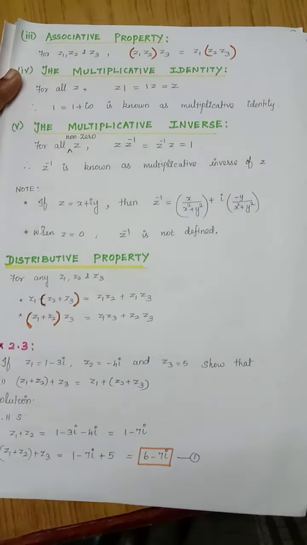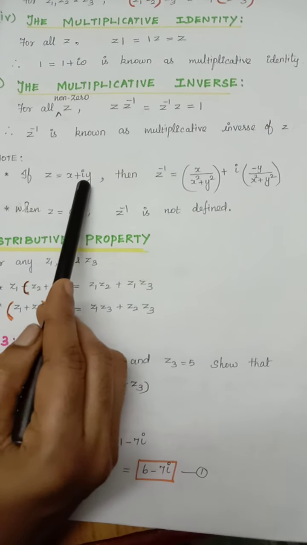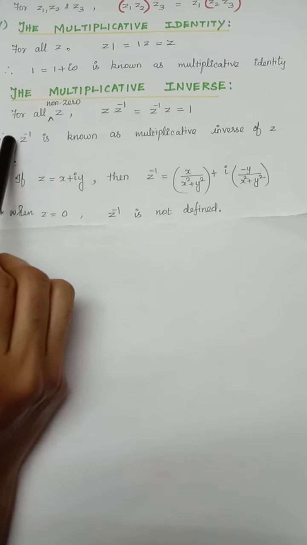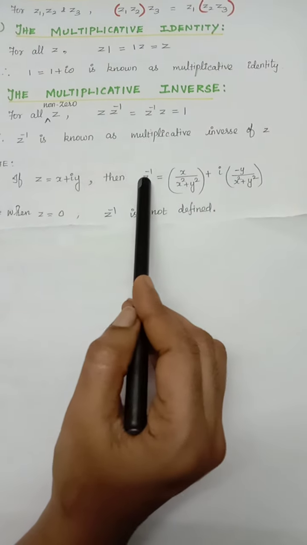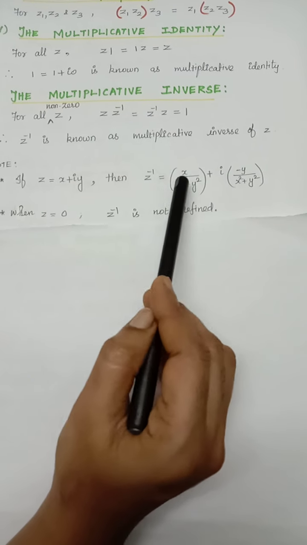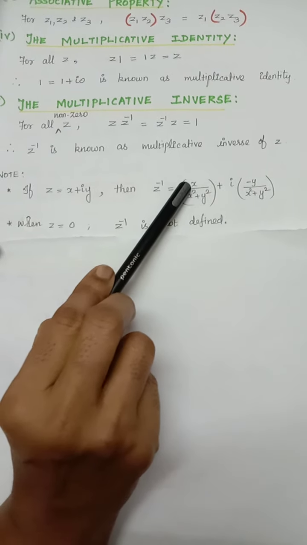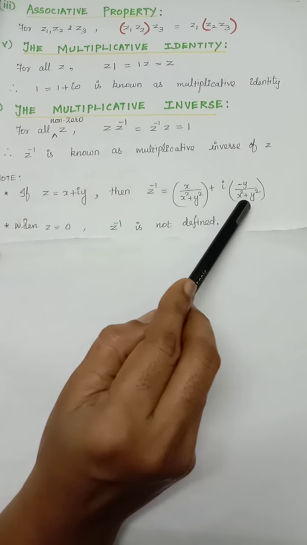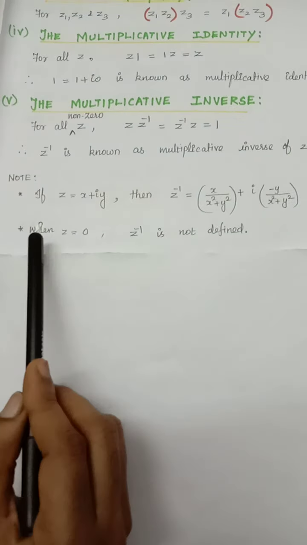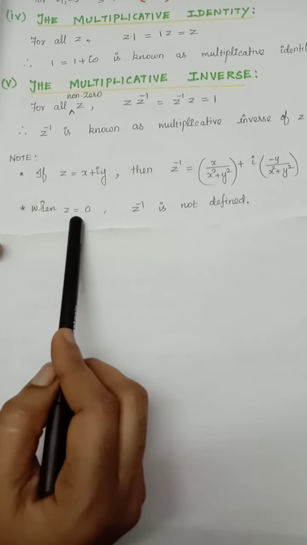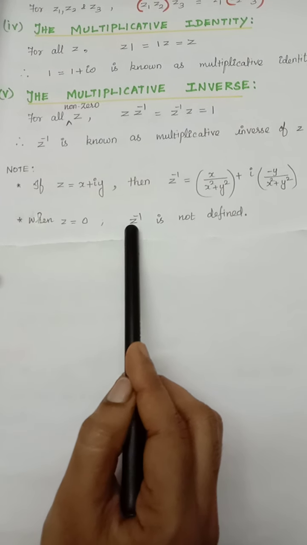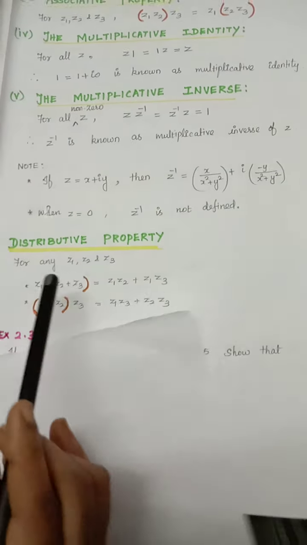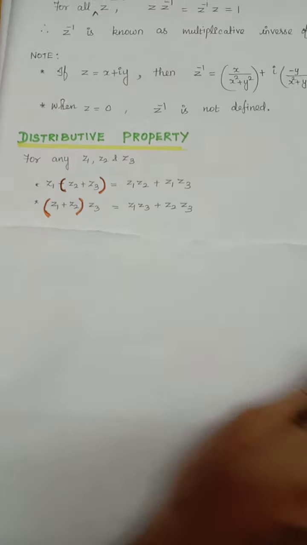If z is equal to x plus iy, how will z inverse be written? How to find the multiplicative inverse? Using this formula: x by x squared plus y squared plus i into minus y by x squared plus y squared. When z is equal to 0, the multiplicative inverse z inverse is not defined.